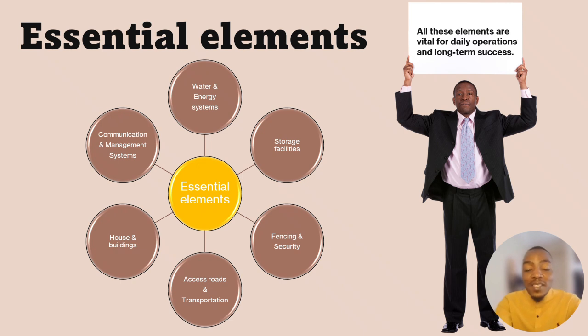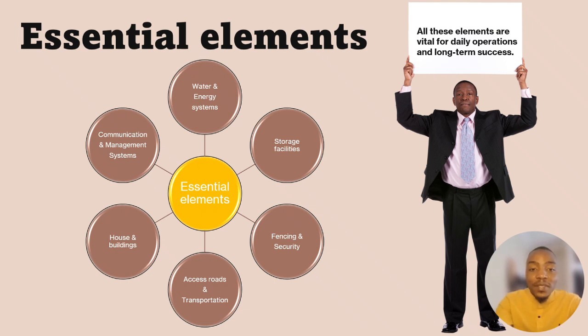Next, we have the access roads and transportation. Now, as I mentioned before, having access to different parts of your farm will make it easy to transport the goods, and it will also be easier for you when you're connected to different markets and to different buyers. And having access to all those different markets will open up more opportunities for you.